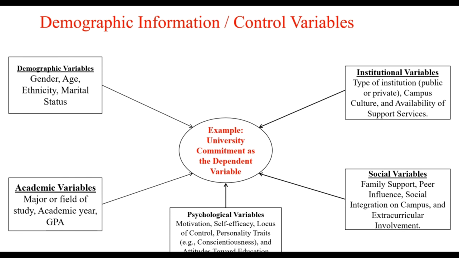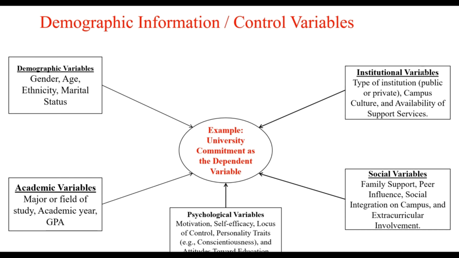Now, your control variable can be psychological. For example, motivation. Maybe is the student motivated? Are you motivated to participate in the class or to go to lectures? Self-efficacy, yes, I believe in my ability to get committed. Locus of control, personality traits like conscientiousness. Is the student so inquisitive, always willing to learn something? That can also form a control variable. Again, attitude towards learning. That can also form a control variable.